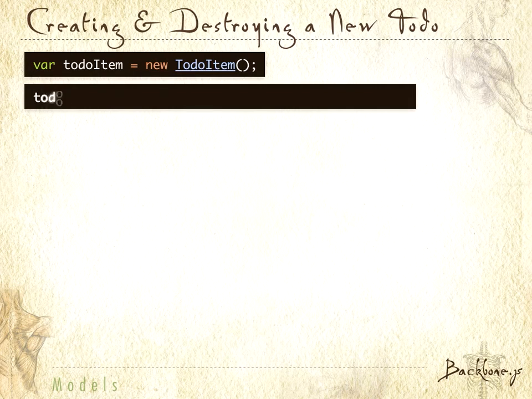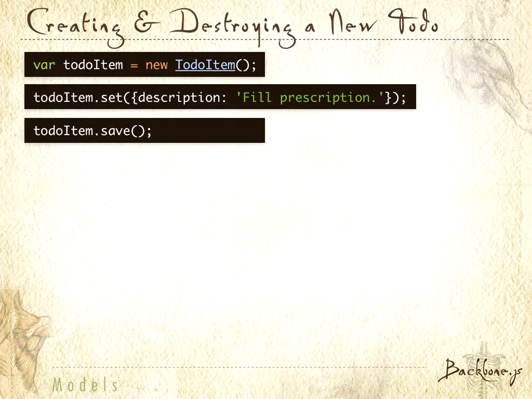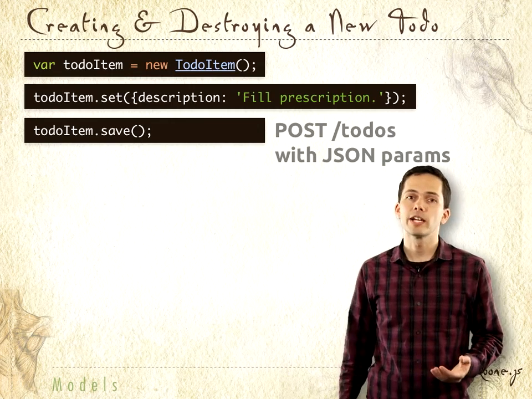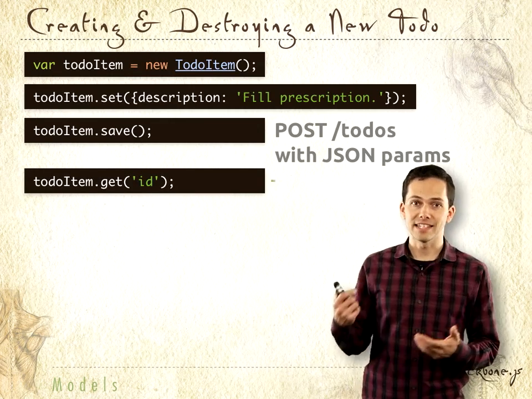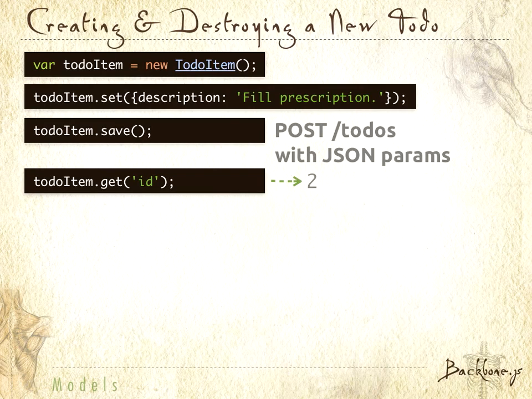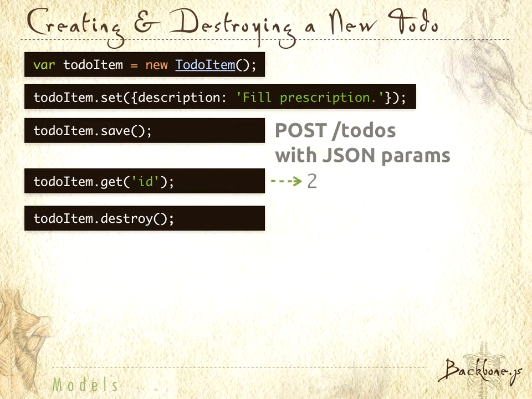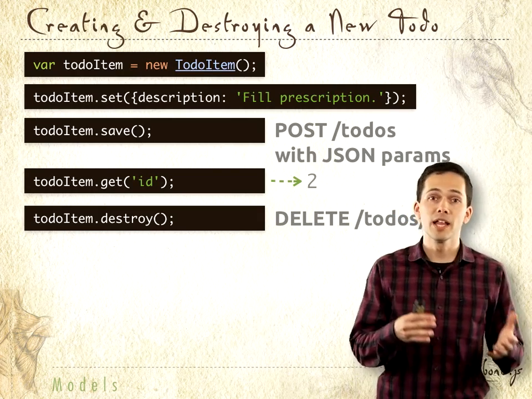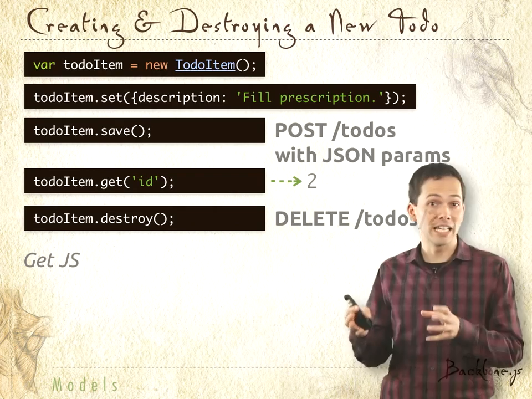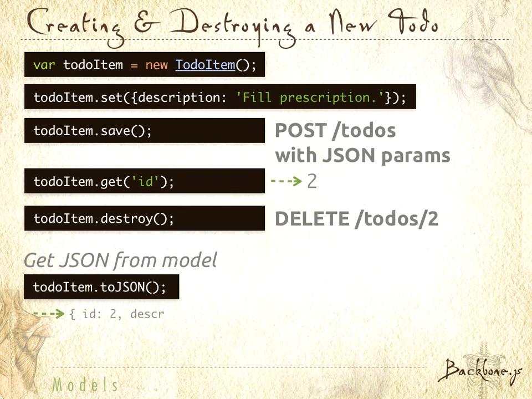What about when we want to create a new to-do item? What might that look like? Here we define a new instance. We're going to set the description, save the to-do item, and that's going to do a POST request to /todos with the JSON parameters. We can see that this to-do item was properly created on the server because when we call get ID, we get back the number 2. Then if we want to destroy this to-do item, we can simply call destroy, and that sends a DELETE request to the todos/2 URL. If we ever want to get the JSON object out of our model, like maybe when we want to render it into the view later, we can call toJSON.